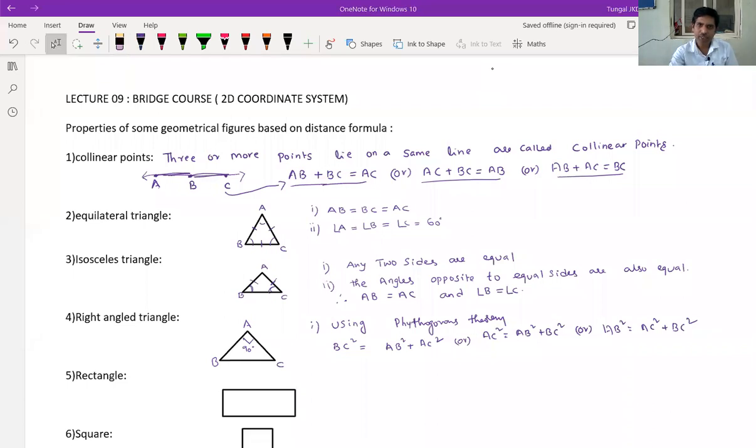Right. AC square is equal to AB square plus BC square. Not only that one, you can use these three also. Why? Because we don't know the positions of A, B, C. The right angle may form at A or B or C, we don't know. That's why if any one condition is satisfied, the triangle forms a right angle triangle. Understood?